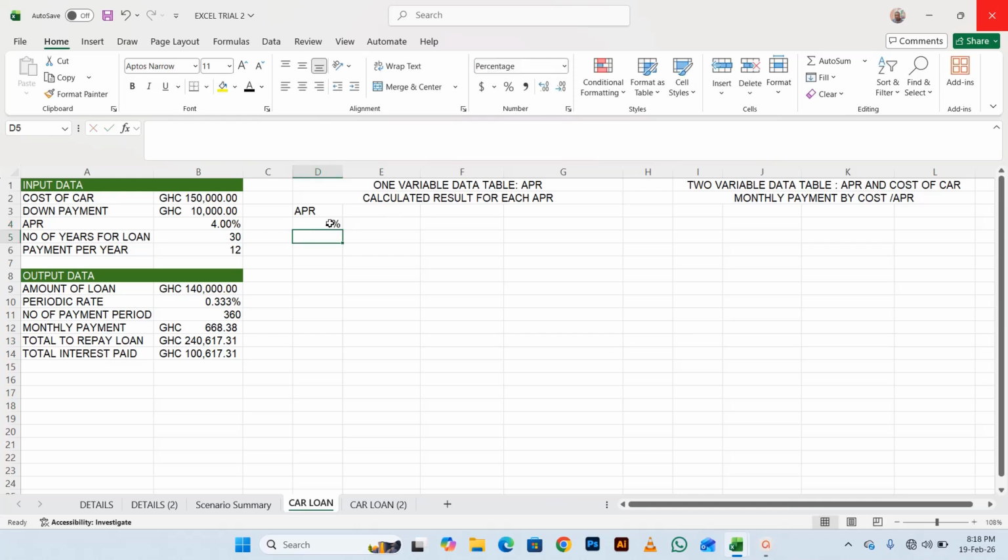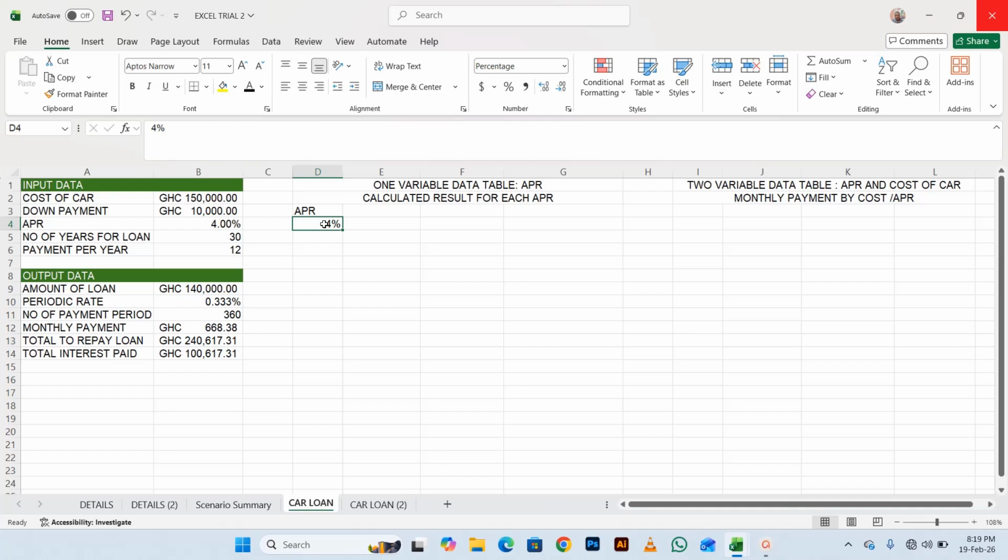So now we want to create a sequence, and the sequence will be from 4.0 up to, I think we did it up to 8, yeah, if I'm not wrong.